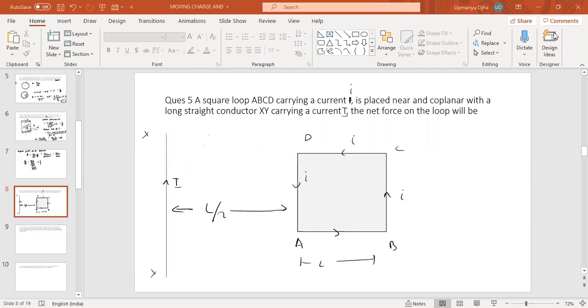Very good. Correct answer. 2 by 3 mu naught I by pi. Very correct answer. Okay, so your answer is correct.